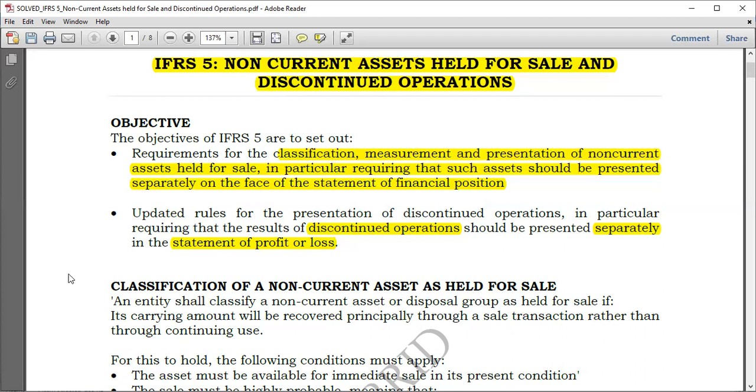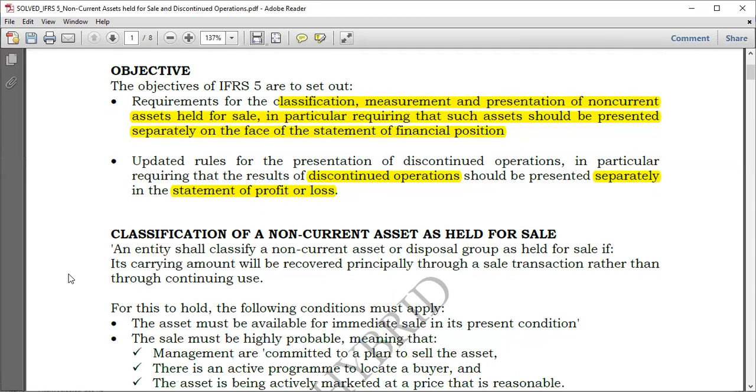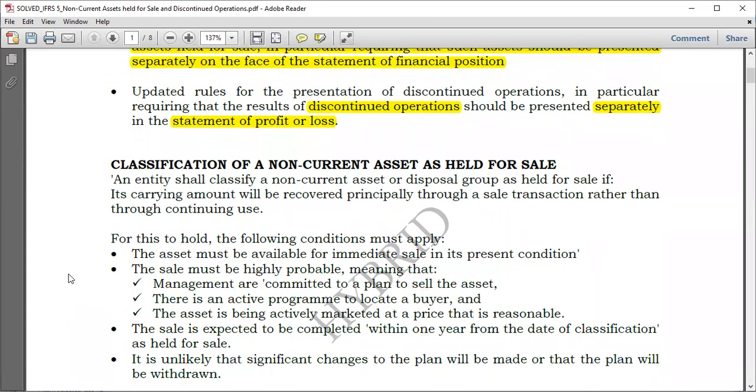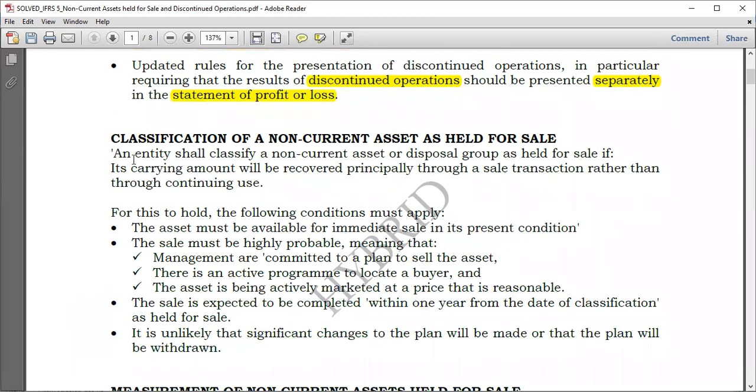Okay. Yes, so we can proceed here and we say classification of a non-current asset as held for sale. When can you say that this non-current asset has qualified to be classified as held for sale? It's just easy. That's why I say an entity shall classify a non-current asset, or, later we'll see the meaning of disposal group.